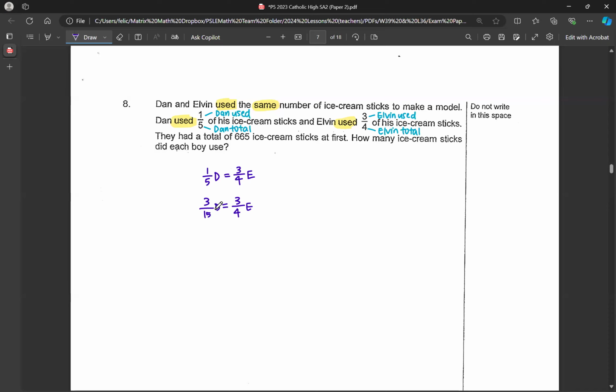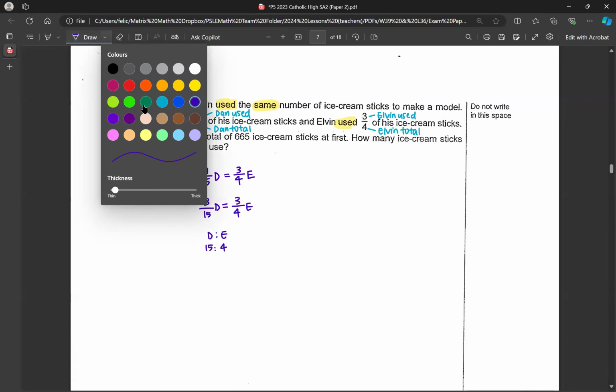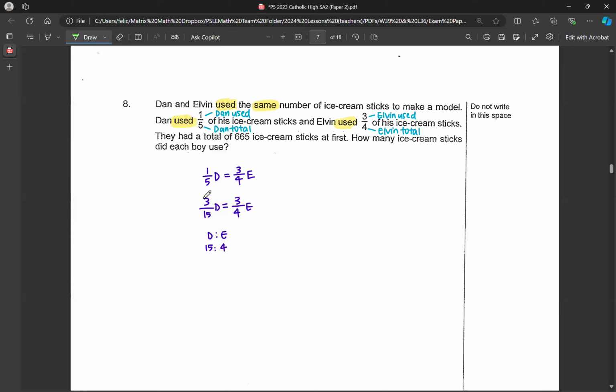Once this is done, the next step is you should go on to write a D to E ratio. The D to E ratio tells us the total stakes each person has at first in terms of units. So that means Dan has 15 units, Alvin has 4 units of stakes. The 3 just means what they used. So maybe let's just put a note down to remind ourselves. The 3 here is the used.